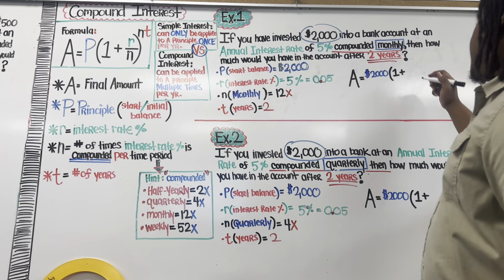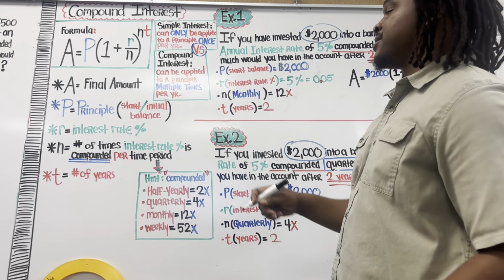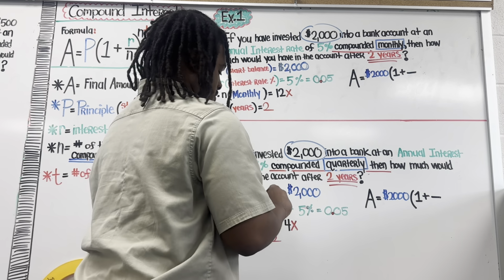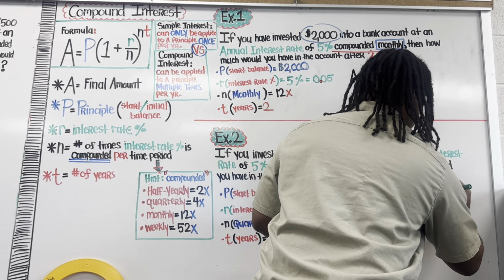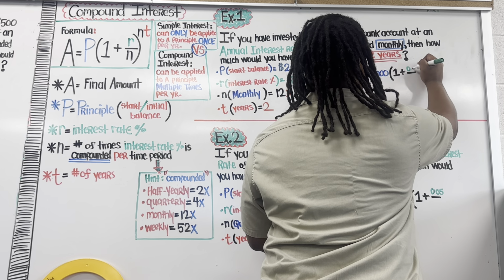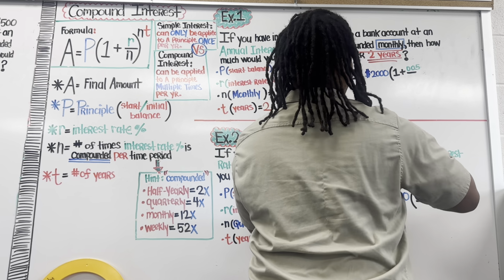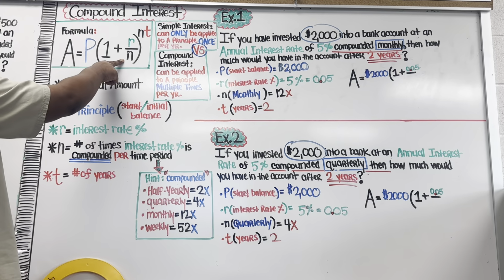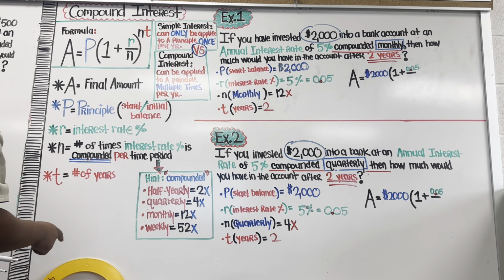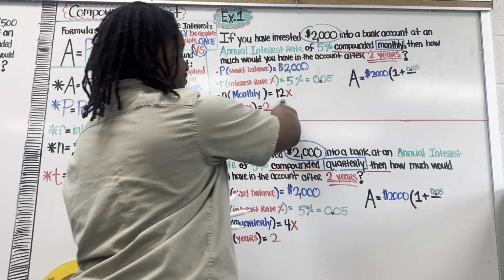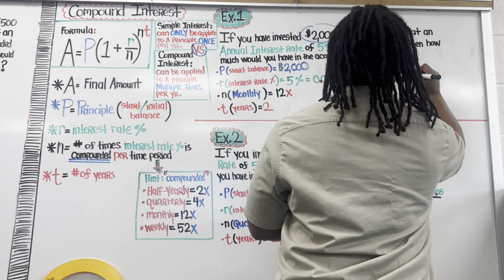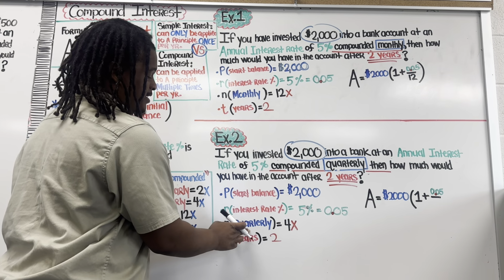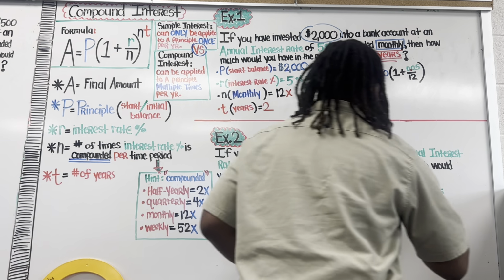All right, and it's going to be R over n, which is the number of times it's compounded. R is the interest rate, but we have to have it as a decimal. So it will be 1 plus 0.05 divided by n, right? n is the number of times it's compounded within a year, right? In the first situation, it's compounded 12 times, right? Because it's monthly. So I'm going to put 12. Okay? And this second example is compounded quarterly, which is 4 times a year. I'm going to put 4 as n.